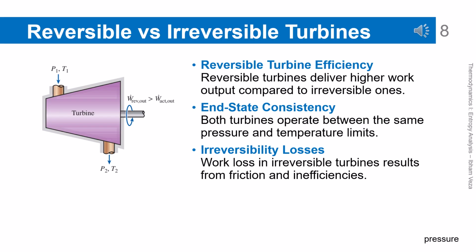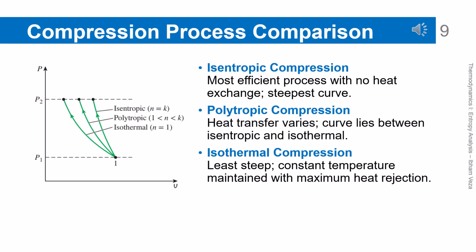This difference in work is called work loss and is directly related to entropy generation. This concept emphasizes the importance of approaching ideal conditions in machine design. The isentropic compression process is the most efficient because there is no heat transfer and no entropy generation.